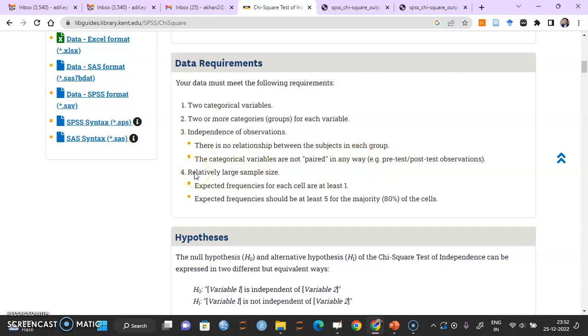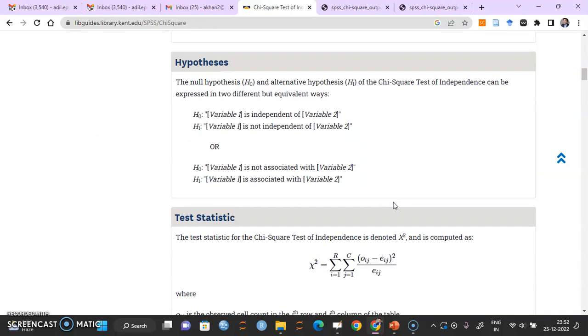Another requirement is a relatively large sample size. Expected frequencies for each cell should be at least 1, and expected frequencies should be at least 5 for the majority, say 80% of the cells. And how do we form hypotheses in the chi-square test?